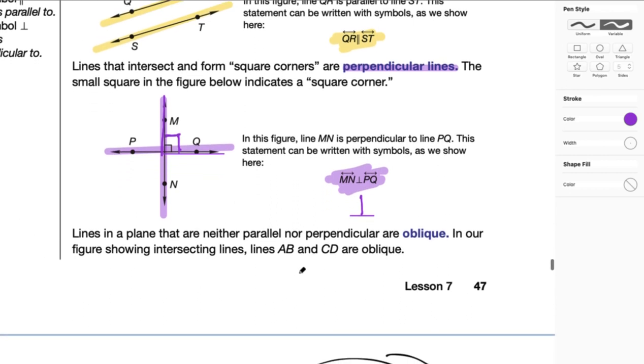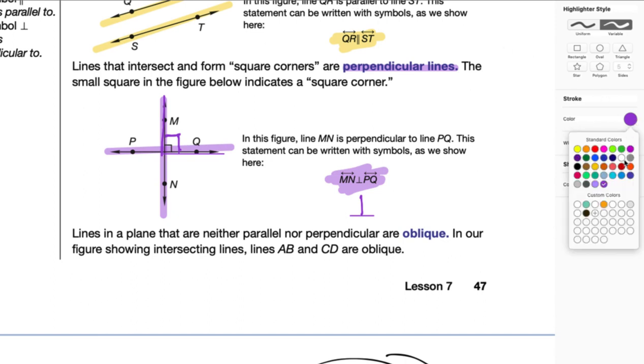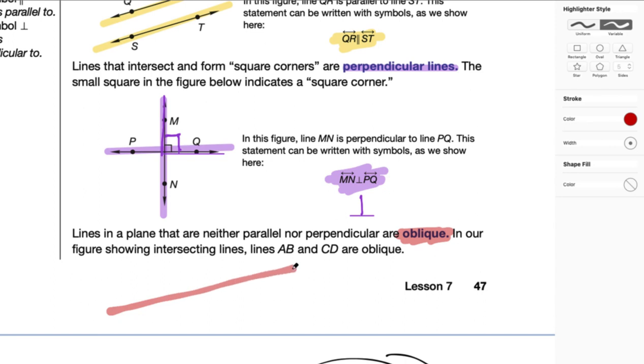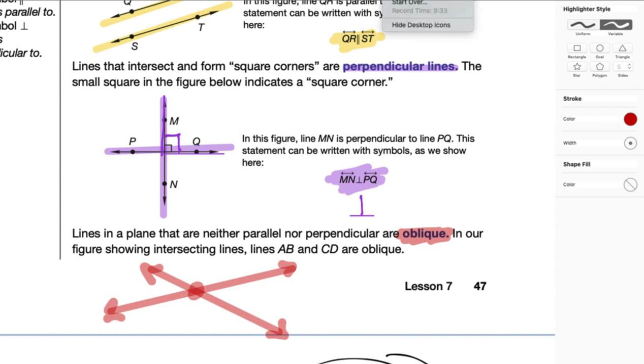Lines in planes, we have another vocabulary word that is oblique. Lines in planes that are neither perpendicular nor parallel are called oblique. So basically when we have lines that intersect and they're not perpendicular and they're not parallel, remember these two lines are intersecting at this point, we call these lines oblique. All right, so we got some vocabulary for ourselves. Let's see what else we can do.